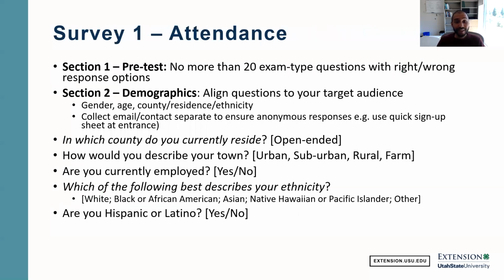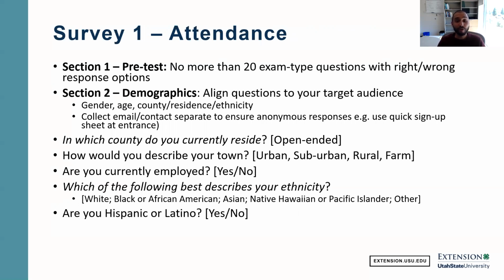In the same attendance survey with the pretest, you can ask demographic questions. So in section 2 of the survey, you can ask all the key demographic questions you are interested in, and this mainly ties back to your target audience. The data collected from the demographic section helps you to figure out if your program is reaching the target audience.